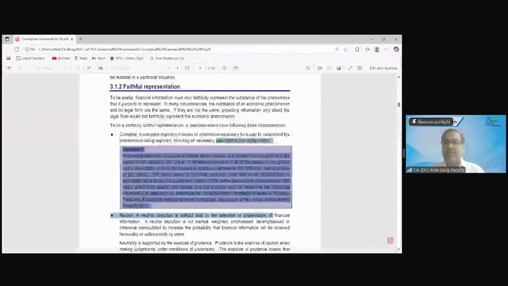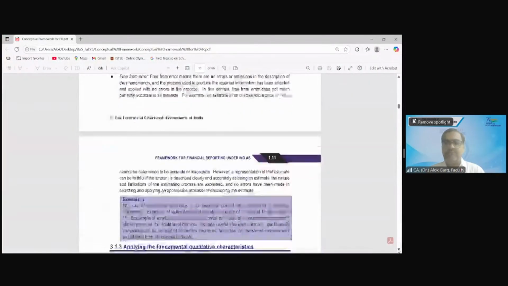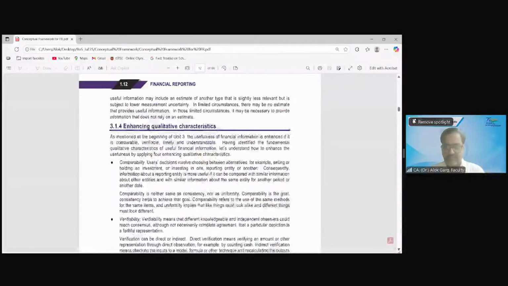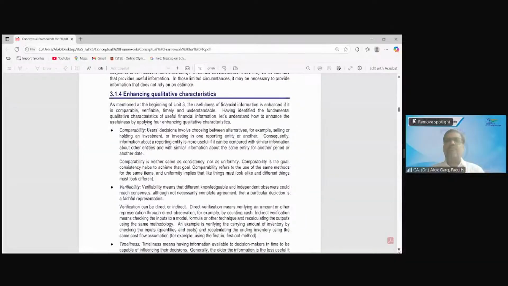Clear in mind or clear from mind? So clear, sir. I have one query on the neutral, emphasized or de-emphasized. What is the meaning of emphasis and de-emphasis in this key matter, sir?